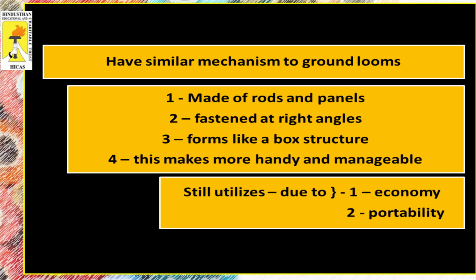Next, frame loom. Next, it has a similar mechanism to ground looms and it is made up of rods and panels. It is fastened at right angles, forms like a box structure, and this makes it more handy and manageable. And still it is utilized due to its economy and portability.